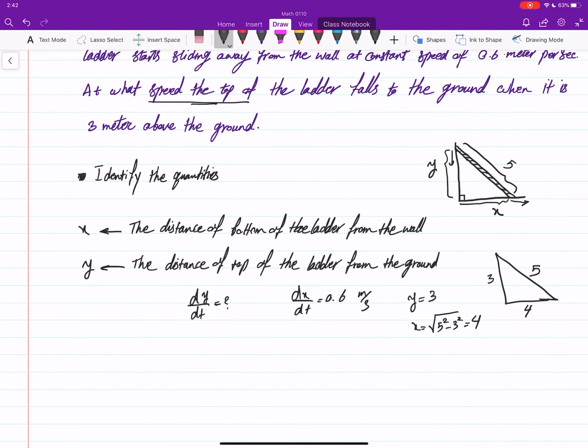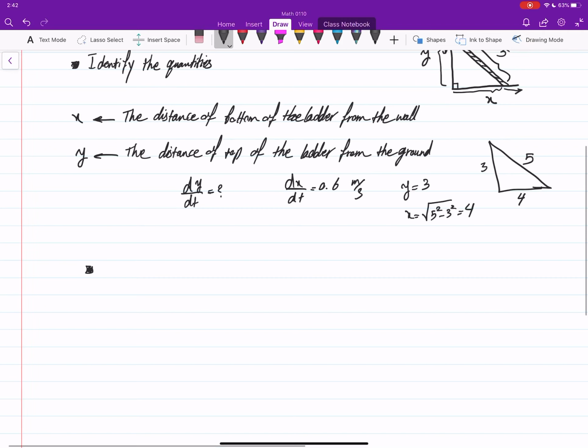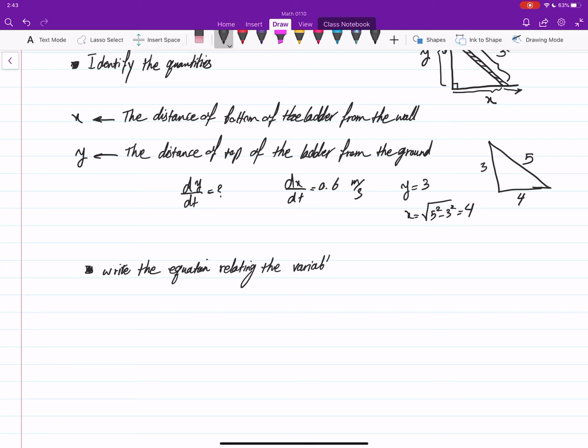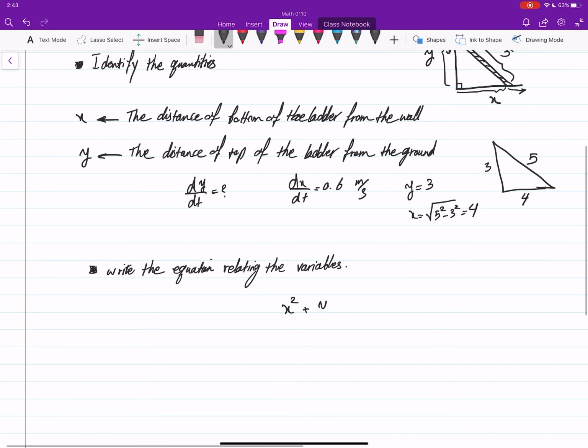So we have that one too, and these are the information given in terms of these variables. Now move to the second important thing. What is the relation between these two? So write the equation relating the variables. The variables are related through the Pythagorean theorem. So it will be just x squared plus y squared is equal to 5 squared, which is 25. That's the main equation, and that's the only equation you need to know.